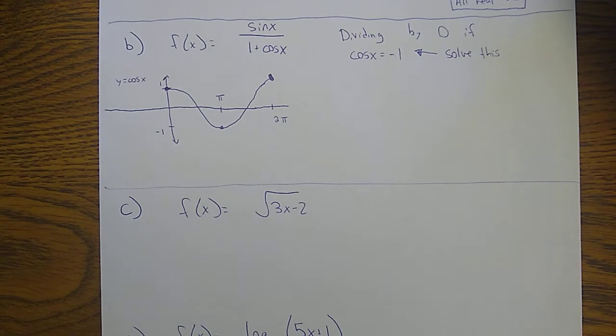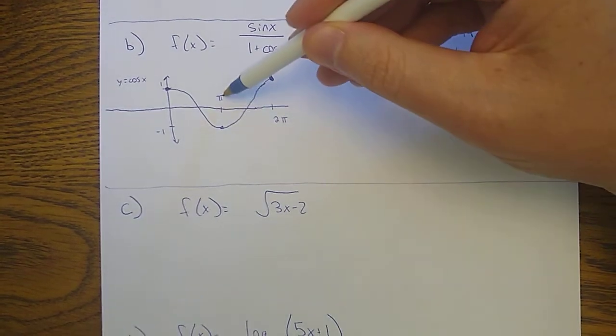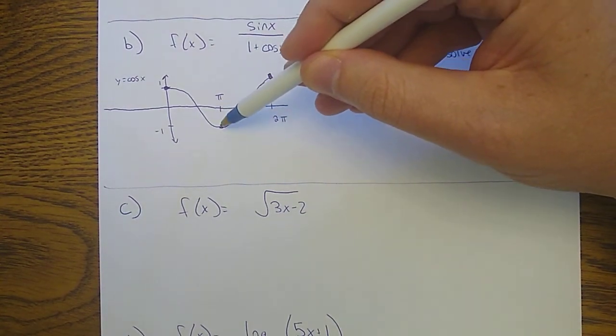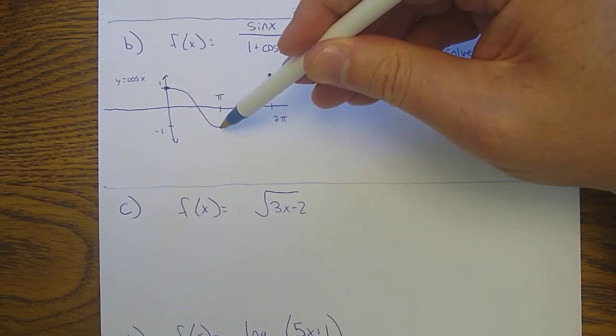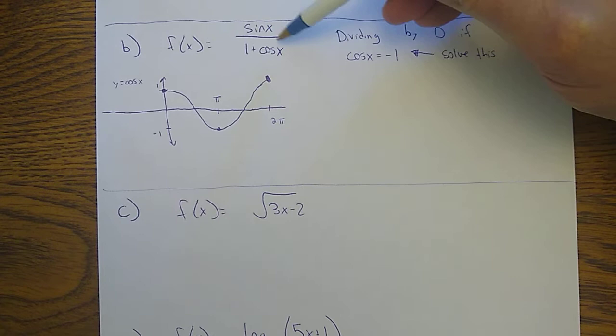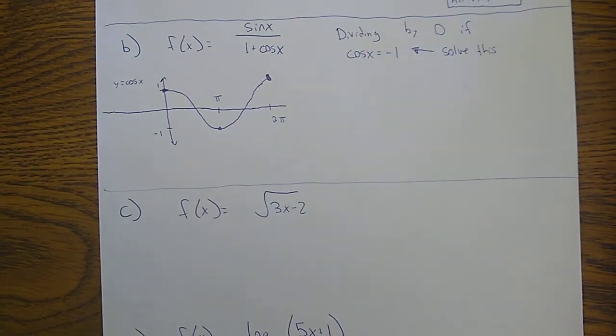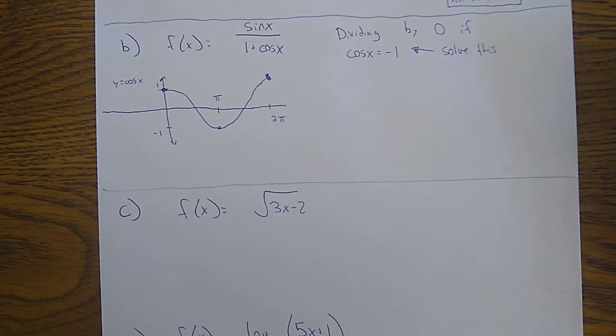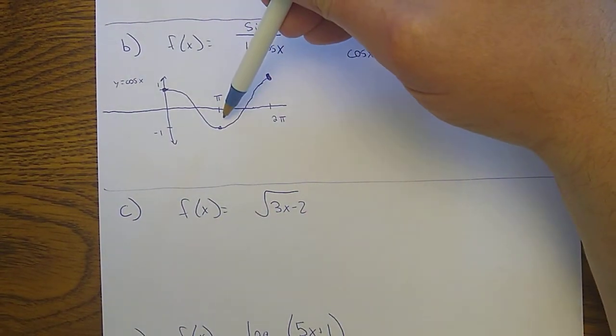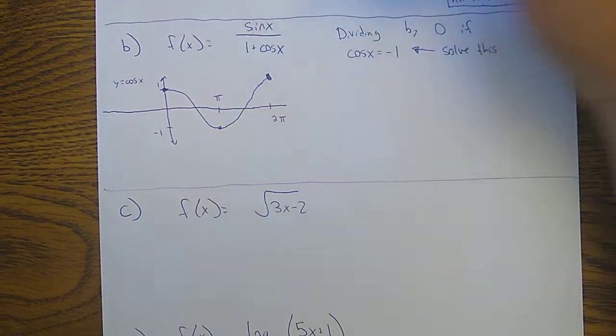So when x equals pi, that's an example of a value of x where cosine would be -1, and then if we were to plug that value in here, we would be dividing by 0, and that would not be in the domain. However, because this is a periodic function, there are more values of x.